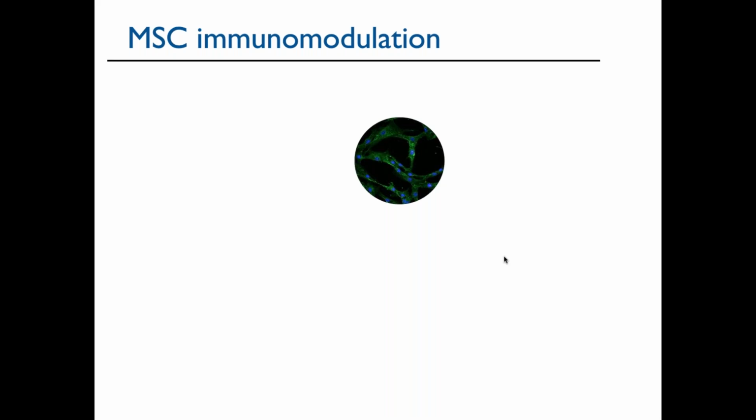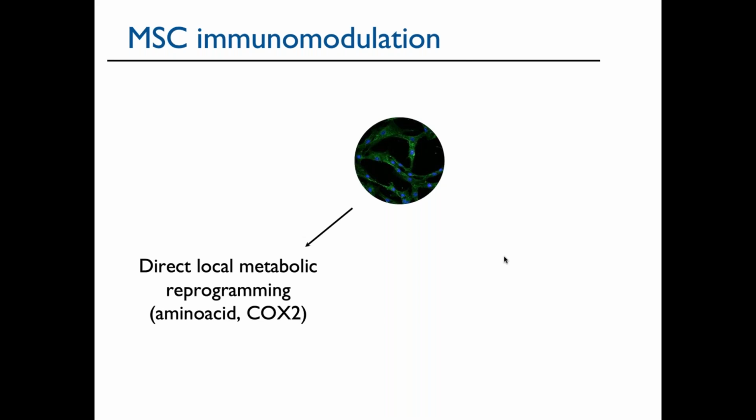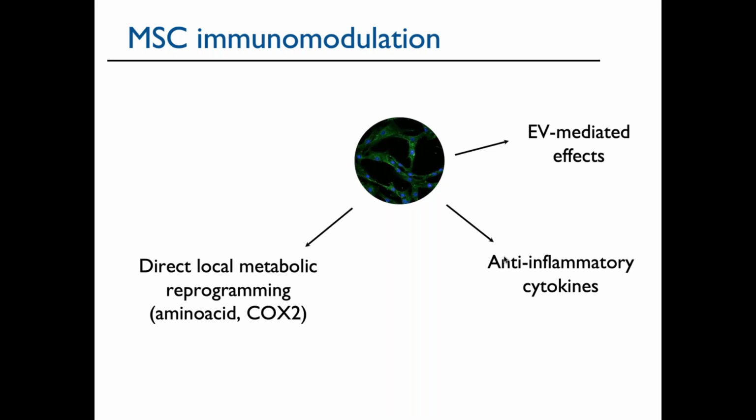So there are probably 4 major types of MSC immunomodulation or actions. One is the direct local metabolic reprogramming. These cells can produce enzymes that inhibit or sequester essential amino acids, or also the production of prostaglandin E2. They produce a set of anti-inflammatory cytokines, which also have a very potent immunomodulatory activity. There's been much interest in the potential of this extracellular-mediated effect, although it is still far less defined compared to, let's say, the standard cellular activity.